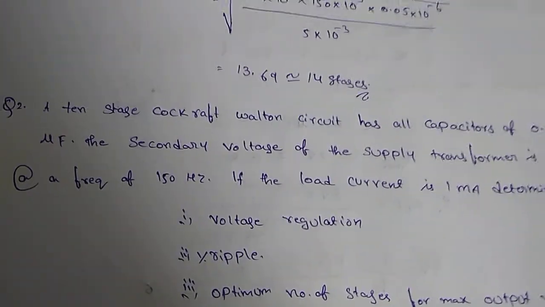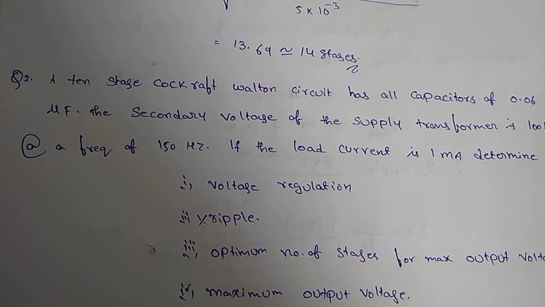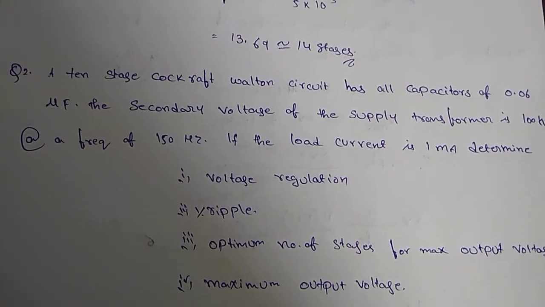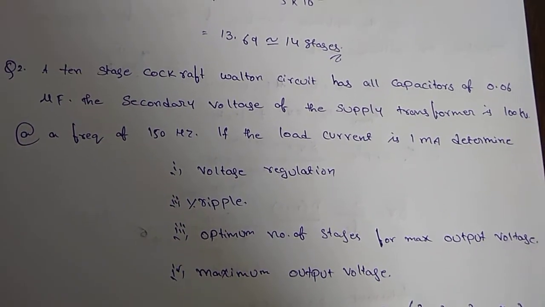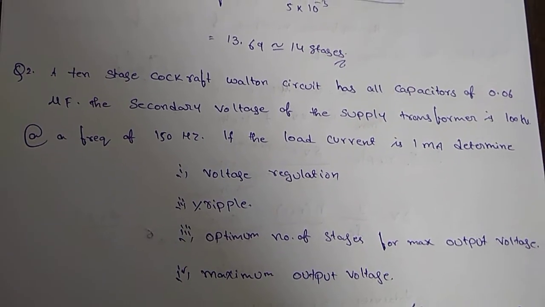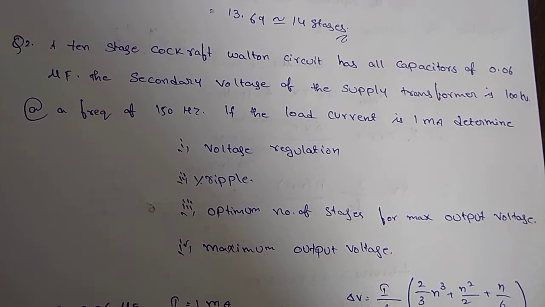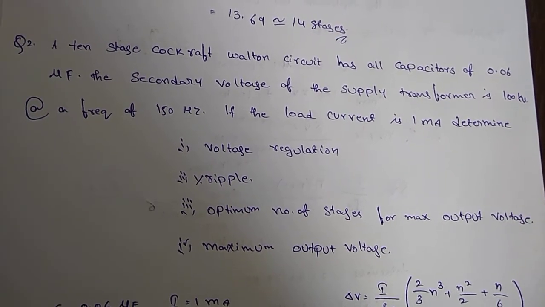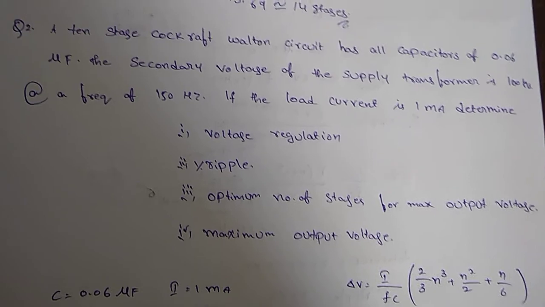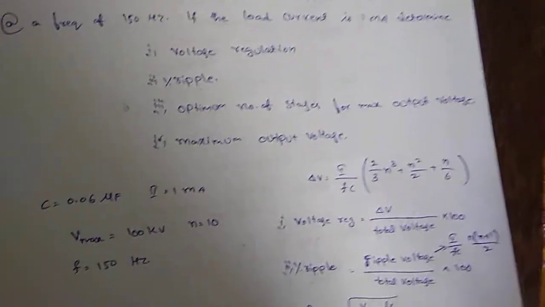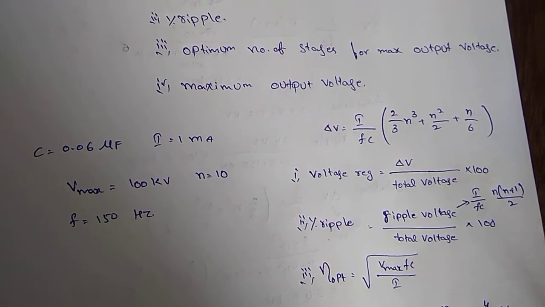In the next problem, we go for the same problem but with different numerical values. In this problem, they mention the number of stages as n equals 10, the capacitance value as 0.06 microfarads, the Vmax secondary voltage as 100 kV, the frequency as 150 Hz, and the load current as 1 milliampere. They again ask the same questions, apart from the maximum output voltage. I have taken those values and given the formulas.